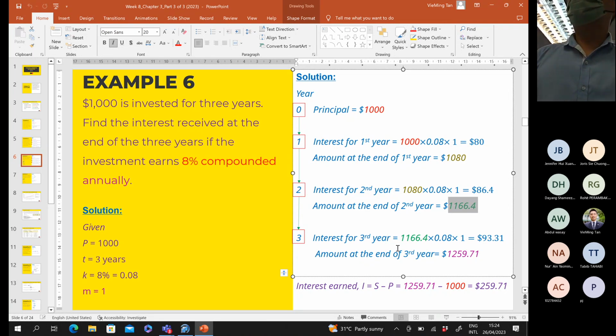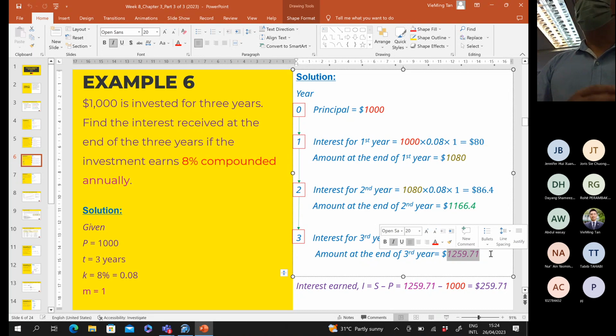Okay. So at the end of year 3, how much is the accumulated amount? Answer is equal to 1,166.4, the green color, the year 2 accumulated amount, plus the year 3 interest earned. This plus $93.31. So you'll get 1,259.71. So this is the year 3 accumulated amount.